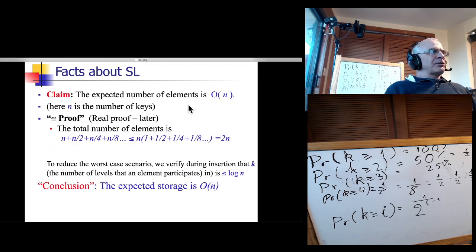Given everything that I said so far, how much memory do we need to spend in the skip list on average? Well, on average, we will spend n for the lowermost level plus n/2 for level 2, n/4 for level 3, n/8 for level 4, and so on. And this number is smaller than the mantra of the course, n times what? 1 plus half plus quarter plus 1/8 plus, let's make it go to infinity. That's exactly 2, so it makes it 2n.